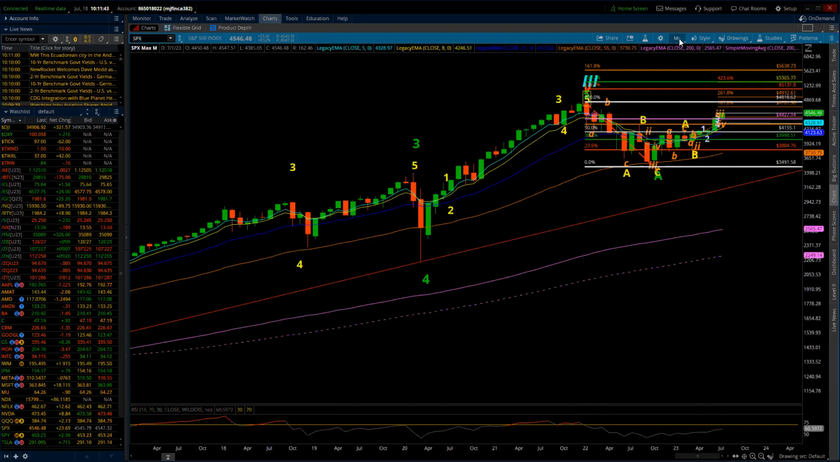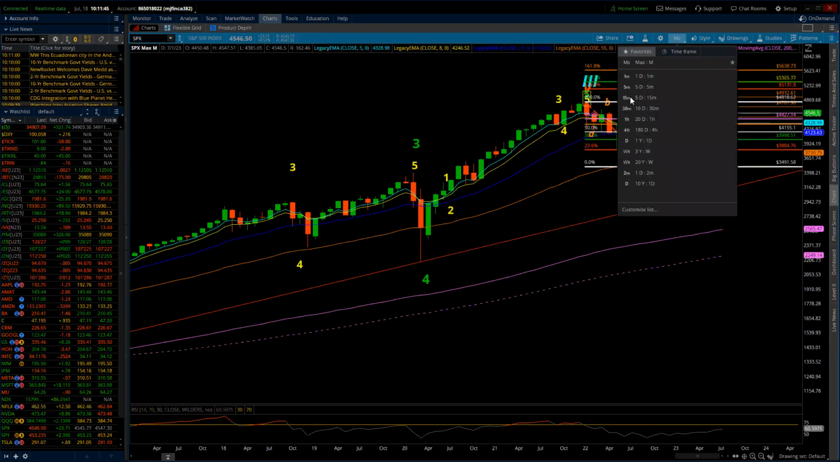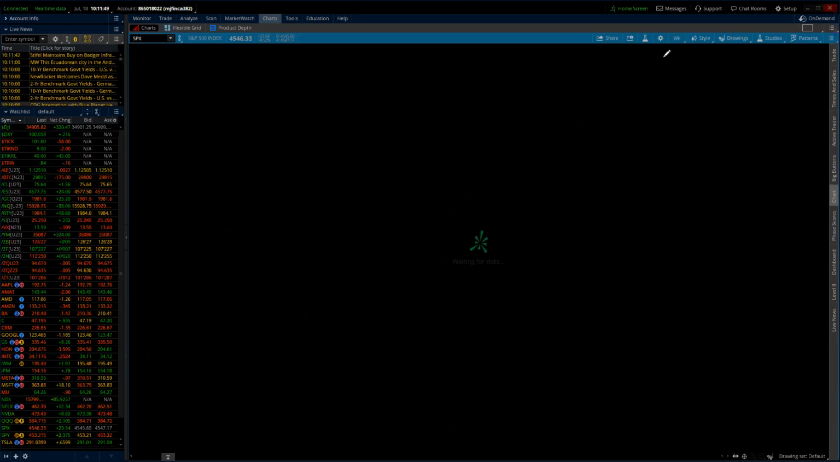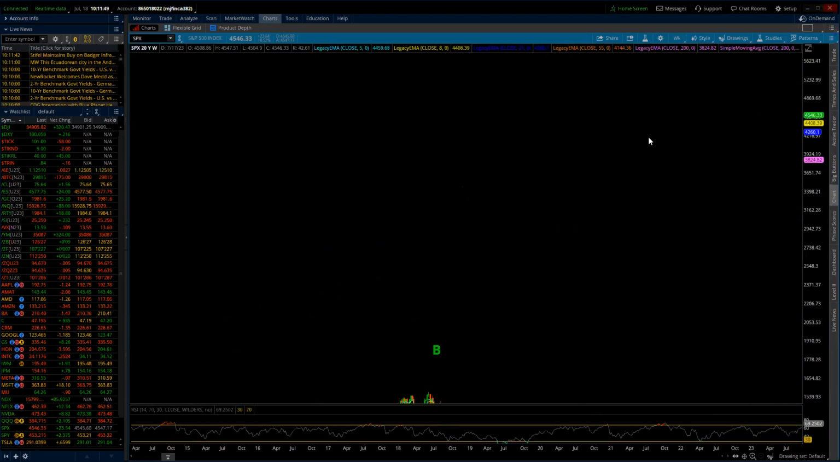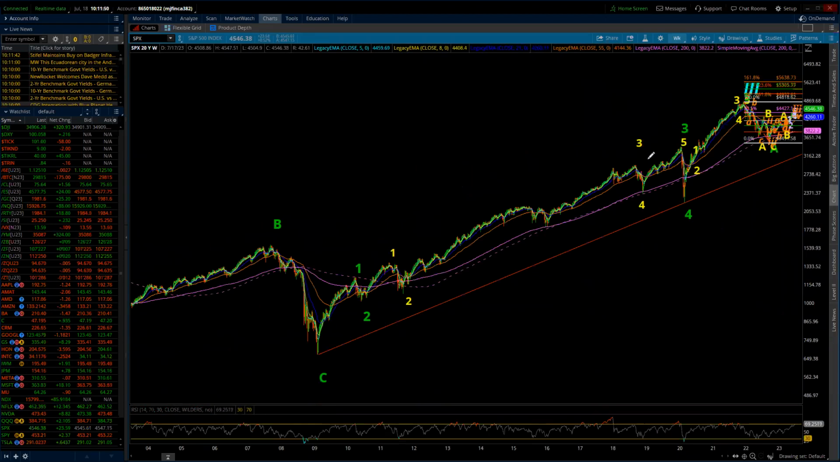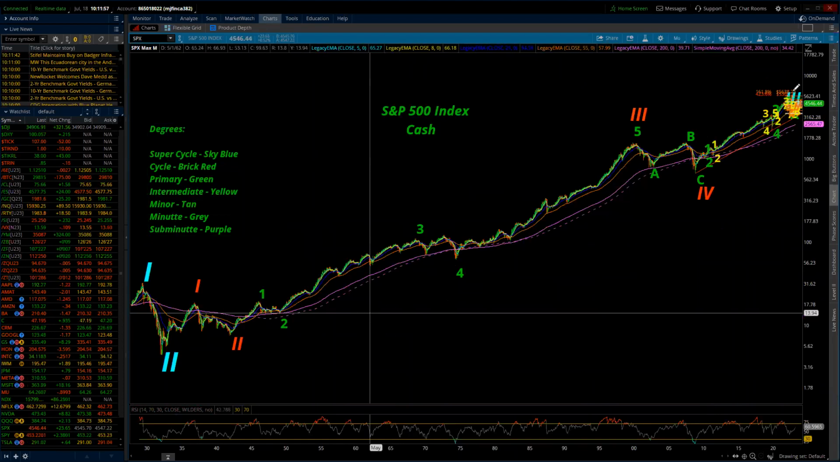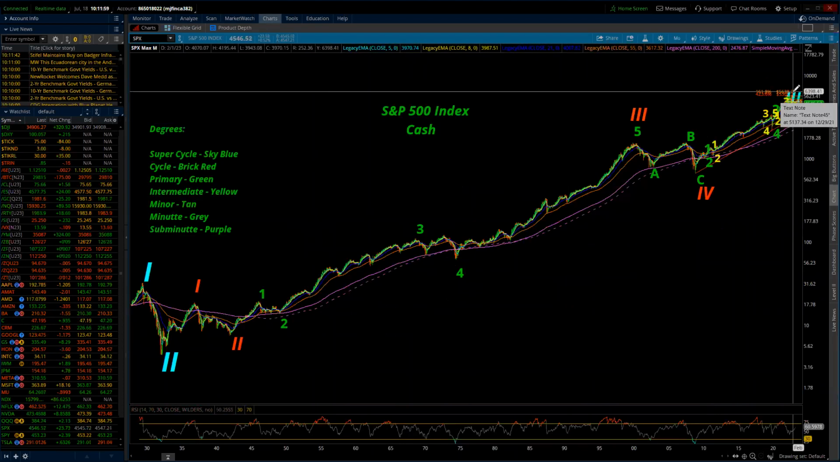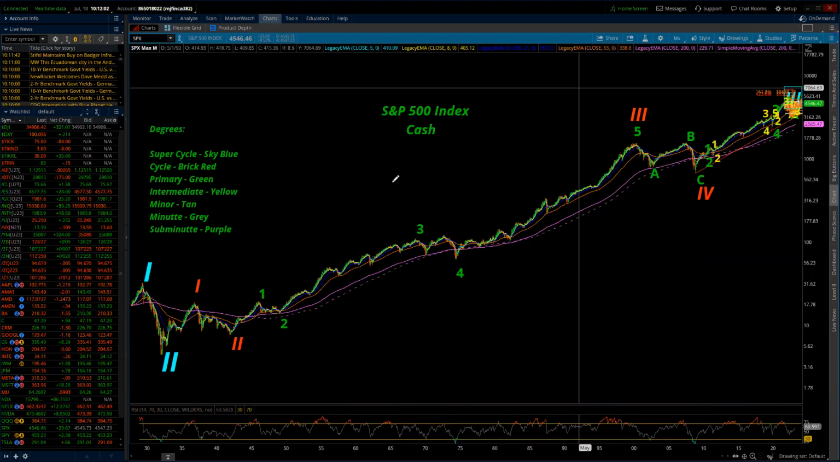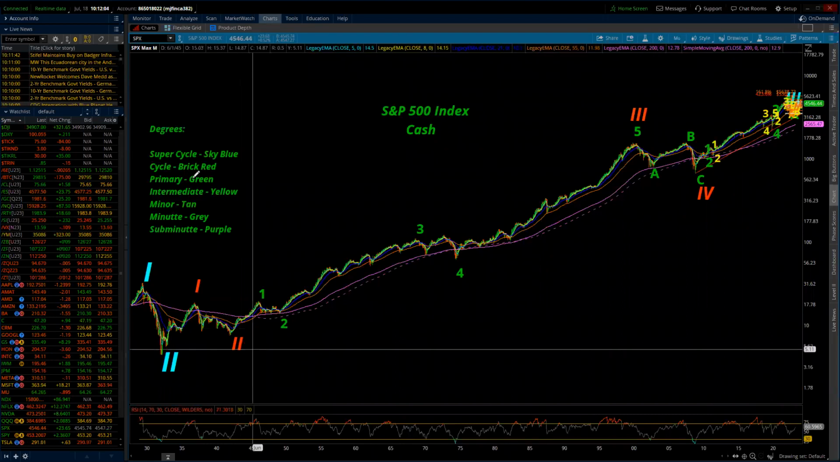So that was 90 years. Now, what did it take to get up to that level? Let me go back out to that big chart. If that was supercycle, we have to go down and ask what's going to be inside supercycle wave 3? Well, 5 waves of cycle degree.